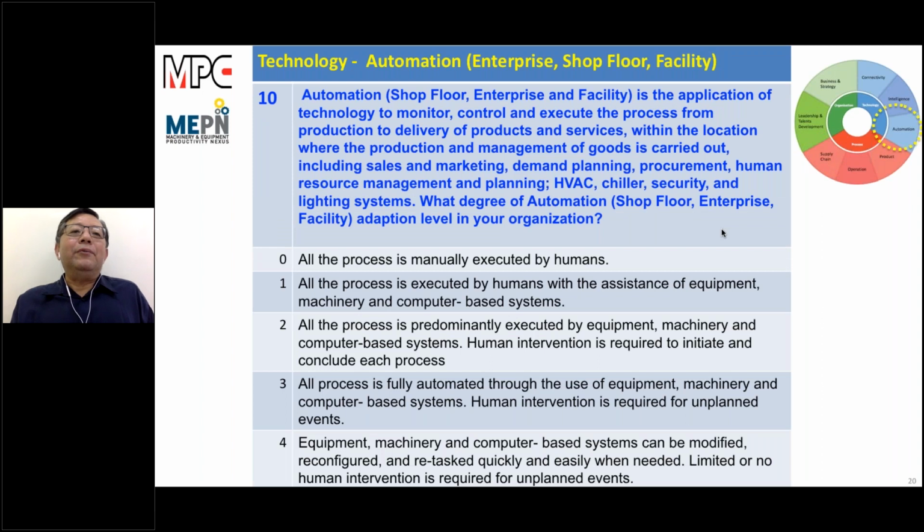So we move to the technology area. So now we are at question number 10. I think I had to drag a little bit more. I hope you're a little bit patient on that. I try to speed up to finish it. Maybe give me another 10 to 15 minutes.